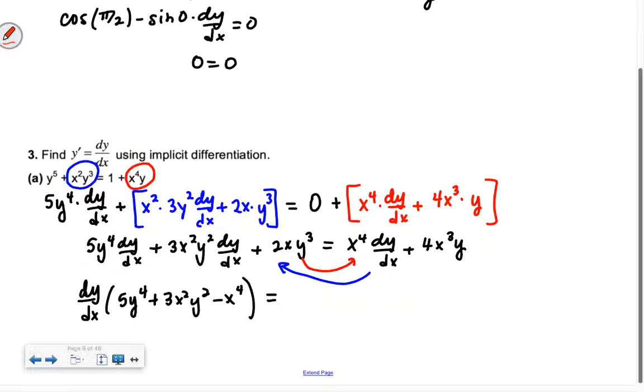Yeah, I've got to take this one over. Divide 4x cubed y minus 2xy cubed by that whole thing. So I'm going to subtract my 2xy cubed to the right-hand side. And then to get my dy over dx by itself, I divide that whole parenthesis part over.